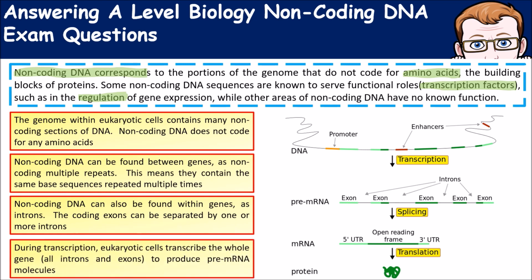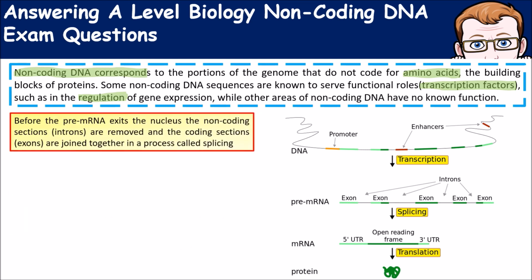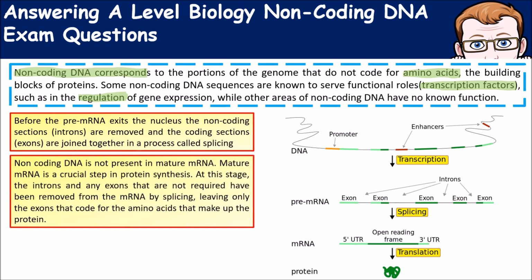So during transcription, eukaryotic cells transcribe the whole gene, so all of the introns and all of the exons, to produce pre-messenger RNA or immature messenger RNA. Before pre-mRNA can exit the nucleus, the non-coding sections, so the introns, are removed, and the coding sections, so the exons, are joined together in a process called splicing. So non-coding DNA is not present in the mature messenger RNA.